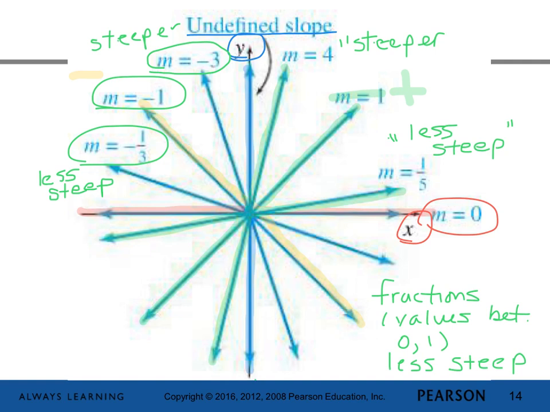And fractions or slopes that are improper fractions, or in other words, values greater than 1, are more steep.